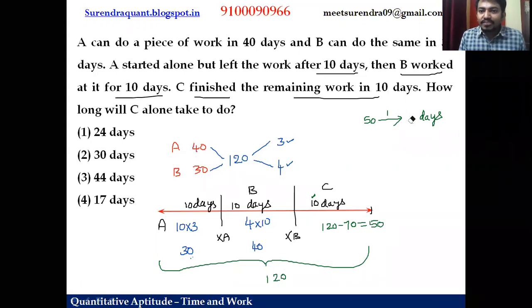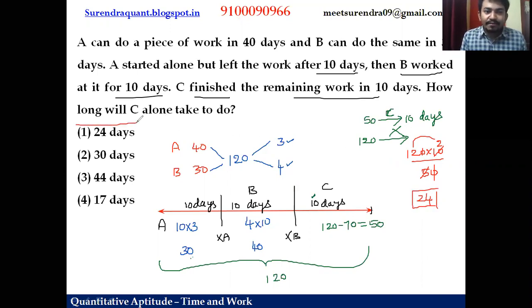So the total work is 120 units, right? So for 120 units, C takes how many days? This is the person C. If you do the cross multiplication, you can happily get the answer. The answer is 120 into 10 by 50. 0, 0 cancel. 5 goes 2 times. 2 12s, it takes 24 days to finish the work alone. The answer is 24 days.